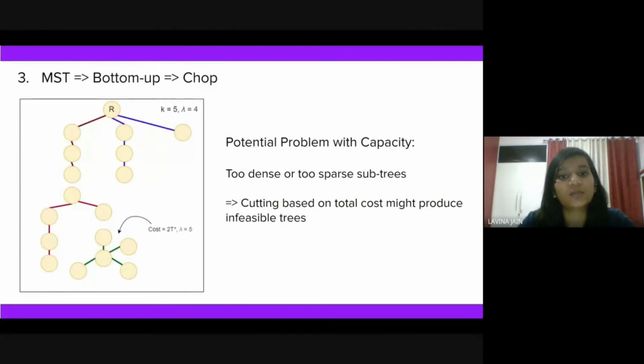A potential problem is that we have no control over the structure of the MST. In particular, some part of the MST might be too dense. It might contain a connected subtree that has a small length but covers a large amount of vertices, while some other parts might be too sparse. Hence, cutting off the MST on the basis of cost might end up producing infeasible trees with too many or too little vertices, although the cost might be bounded.